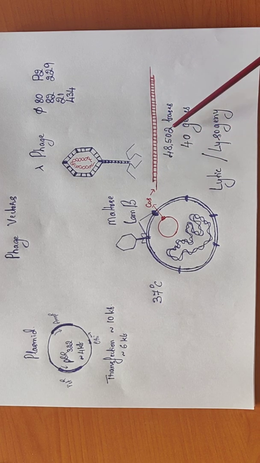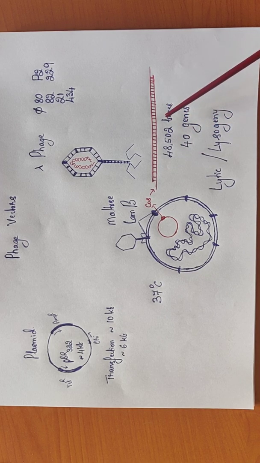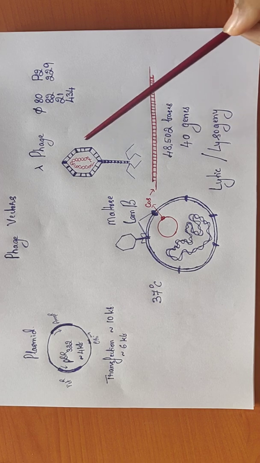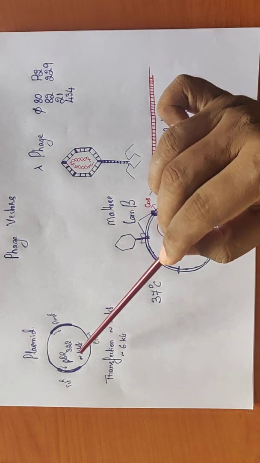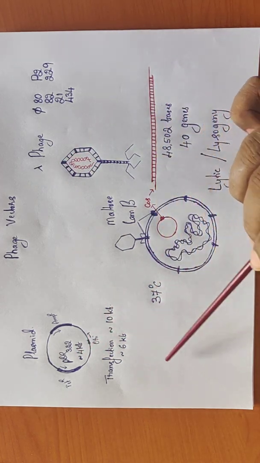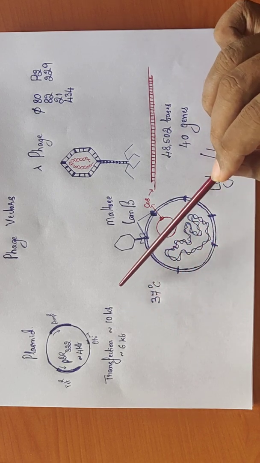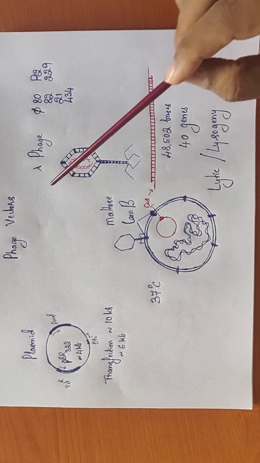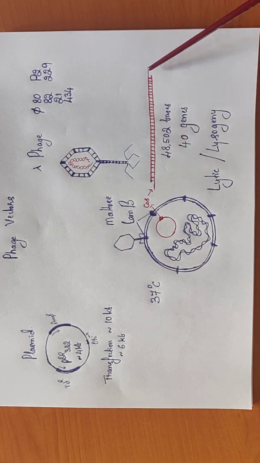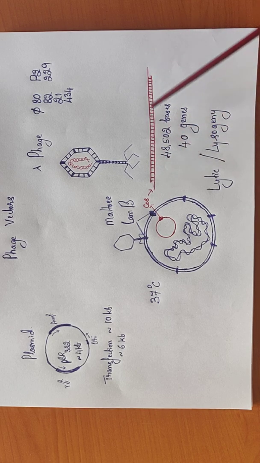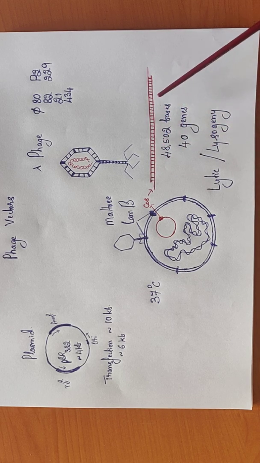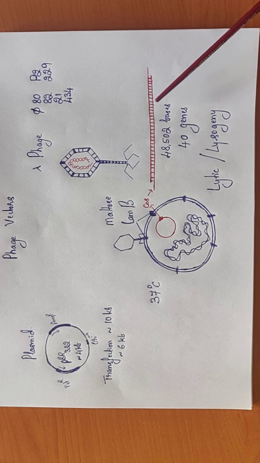It consists of 48,502 bases and has 40 genes within it. Now, you already know that in the case of a plasmid, the smaller the plasmid size, the advantage is that we can insert longer DNA sequences. To begin with, the phage vector itself has a very huge DNA structure. You will be wondering how such a DNA vector is going to be useful to incorporate a still larger DNA.